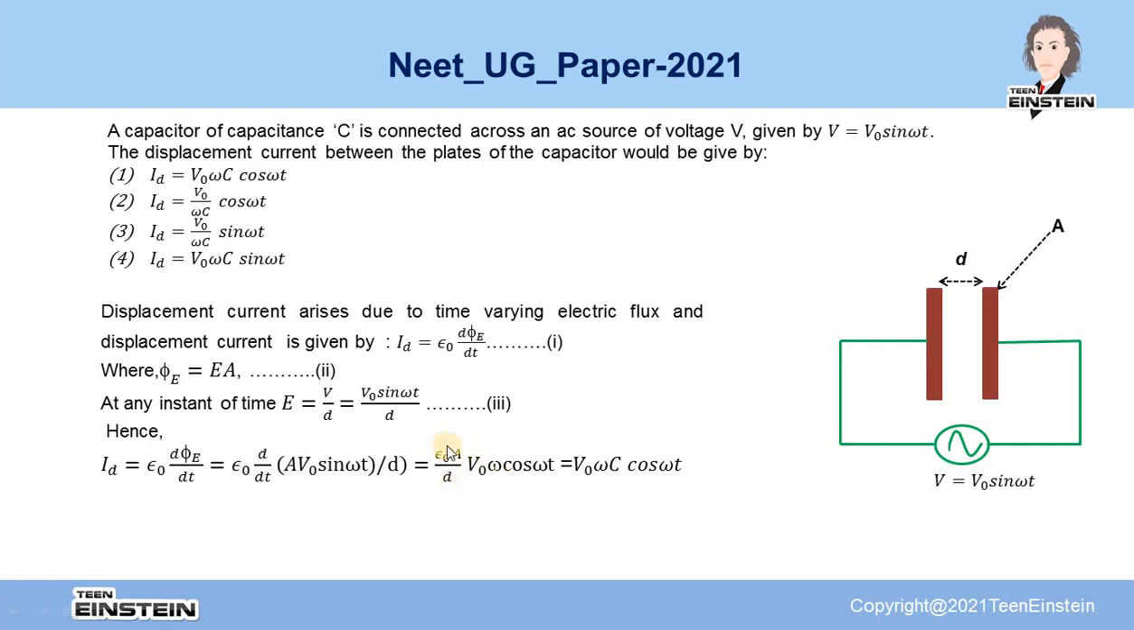Now look, this first term is very much known to us. This is actually the expression for capacitance of a parallel plate capacitor having this area of cross section A, and d is the spacing between the plates, and the medium in between is air. So we can write this term as C, and hence we get the answer id is equal to V0 omega into C cos of omega t, which is actually matching with the first option.